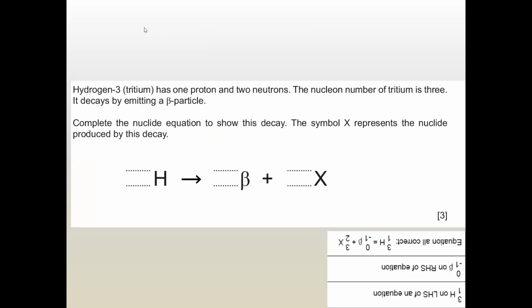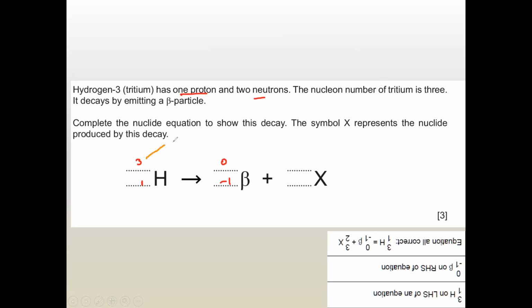Another question related to beta emission. The hydrogen isotope tritium has 1 proton and 2 neutrons. So what is the nucleon number? 1 proton and 2 neutrons. So 1 plus 2, so nucleon number will be 3 and proton number is 1. It emits out beta particle, complete the equation. So beta particle is 0 and minus 1. And the symbol X represents a nuclide formed by this decay. So what will be the nucleon number of element X?